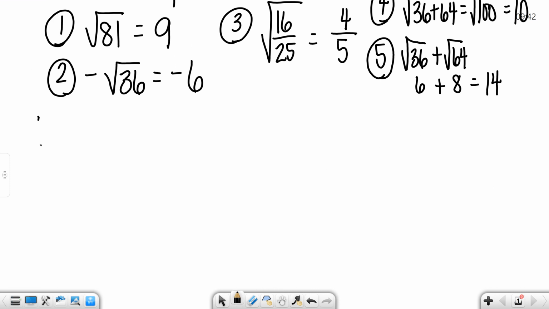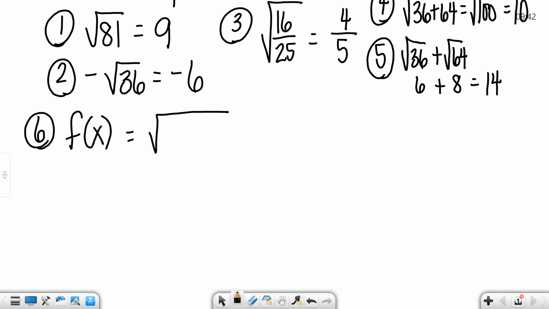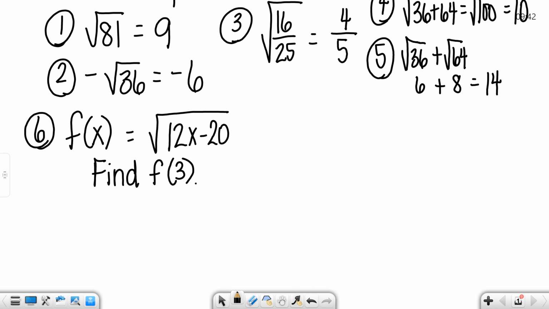All right, if I have something that looks like a function, I said we would also work with functions. Now that's our notation where we have f of x. All right, so here's our function. Our function of x is equal to the square root of 12x minus 20. And I want us to find the function at an x value of 3. Okay, that's how I read that. Find the value of the function at the x value of 3.